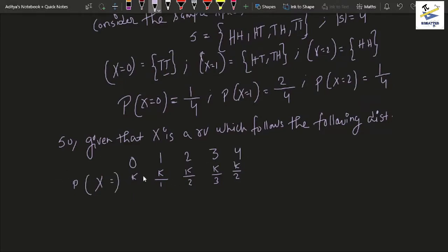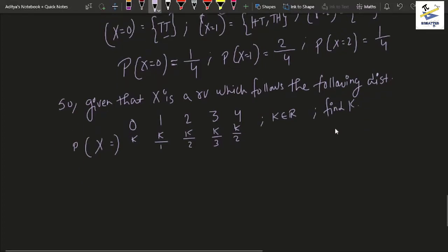For different values of x, it has different probabilities, where obviously we do not know k. K is just a real number for all we know. You need to find k. So given such a problem, you always need to remember that the sum of all probabilities must always be equal to 1.